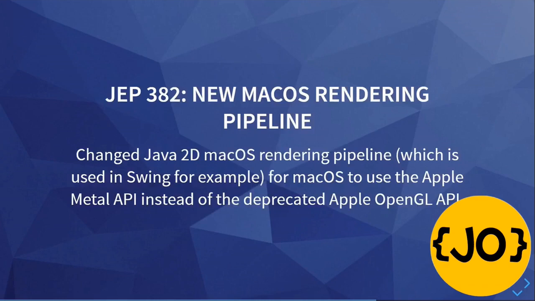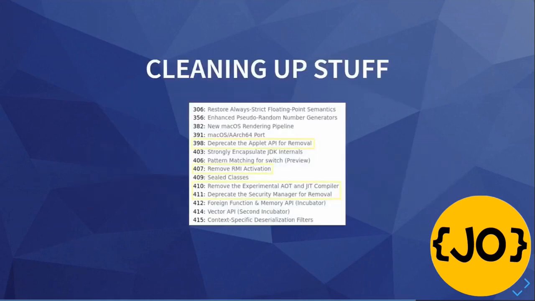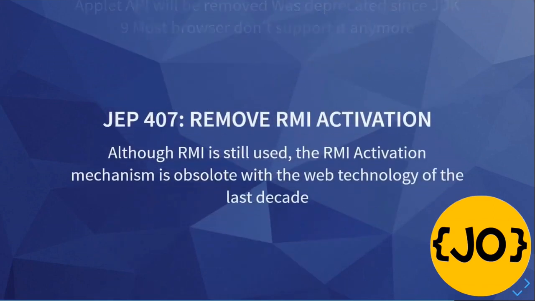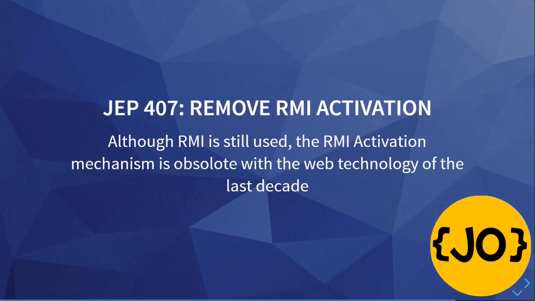The last category with JEPs is cleanup. In JEP 398, the Applet API is removed. It had been deprecated for years and most browsers don't even support it anymore. The next JEP removes the RMI activation mechanism. RMI is still used and remains in the JDK, but the activation mechanism is obsolete and is therefore removed.